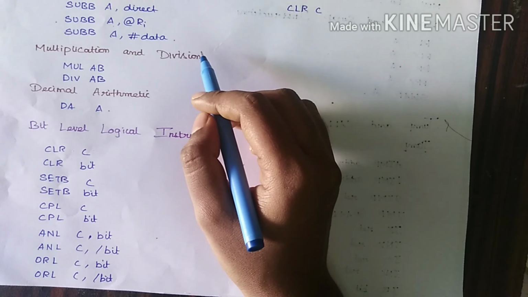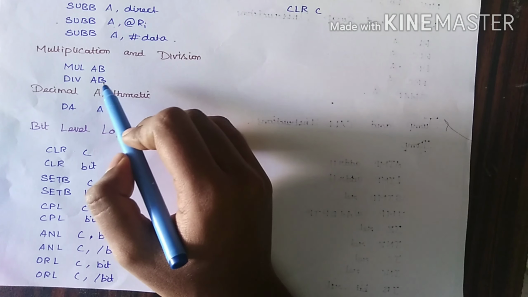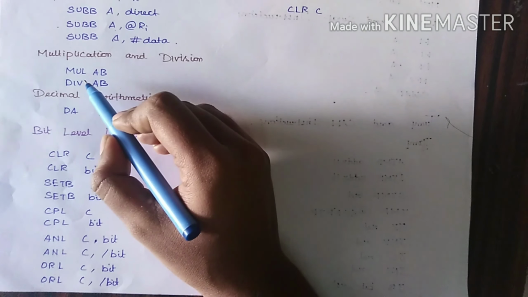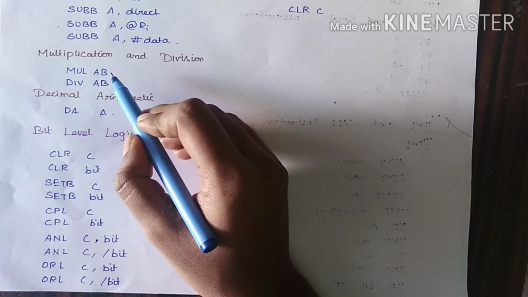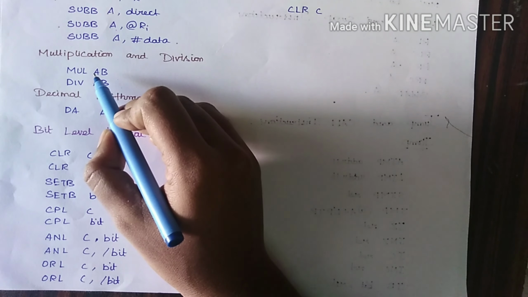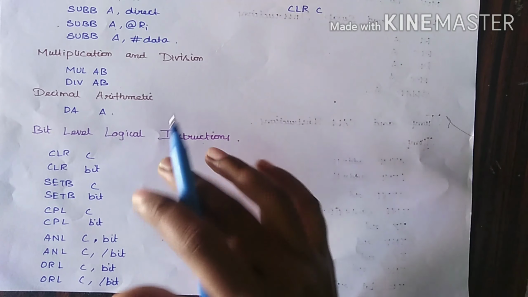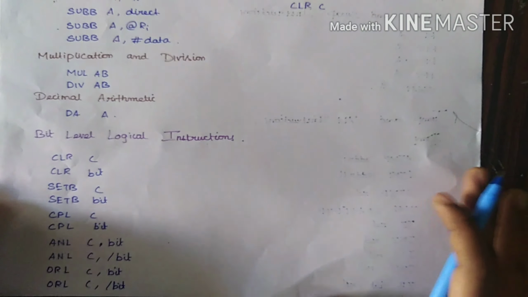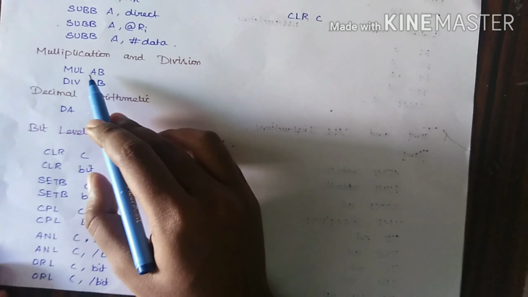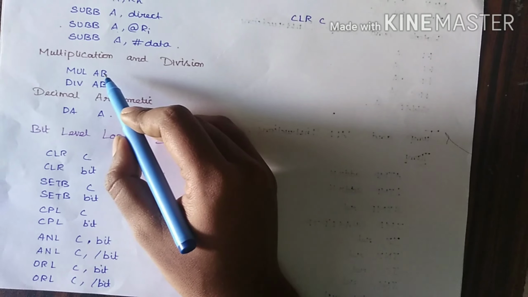And the next instructions are multiplication and division. We have the instructions MUL AB and DIV AB. This instruction MUL AB multiplies the unsigned 8-bit integers from the register B and the accumulator, and stores the result in this way. That is, it stores the lower order byte in the accumulator and the higher order byte in the B register.